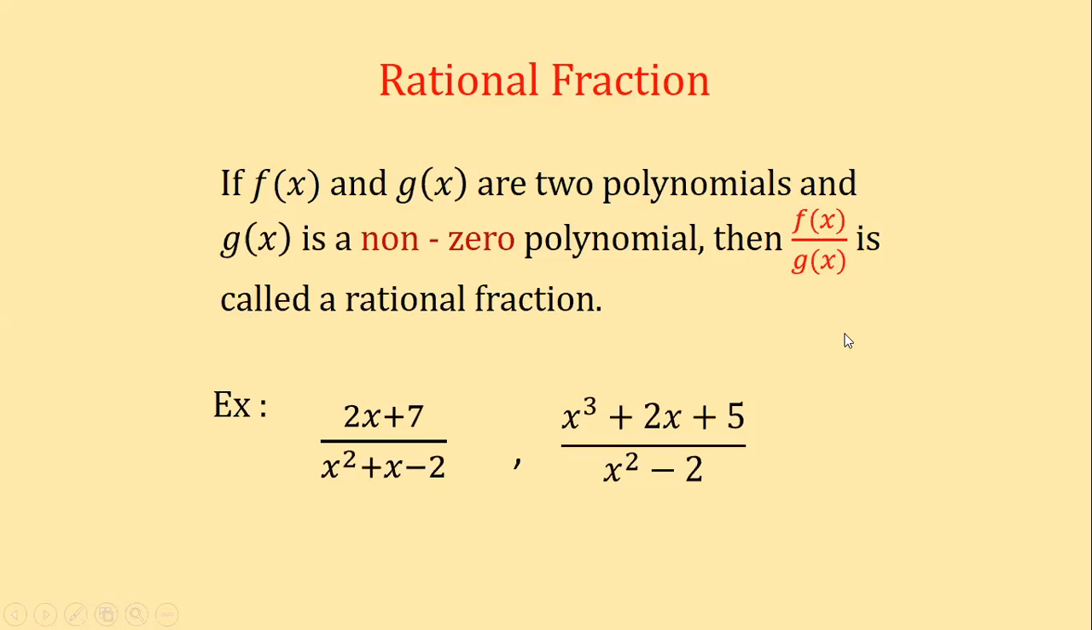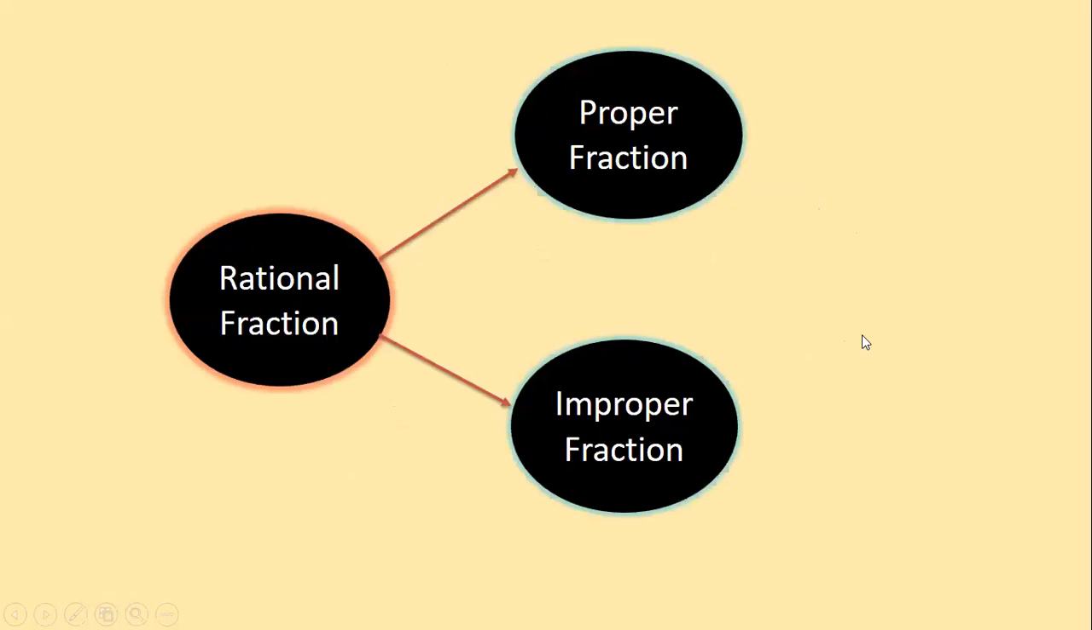Yes. So now, the rational fraction is of two types. So what are the two types, children? Rational fraction is divided into two types. The first one is a proper fraction and the second one is an improper fraction. So these two are called rational fractions only, but specifically by the terms in f of x and g of x, we specify them as proper fraction or improper fraction. So let us see one by one what is a proper fraction.